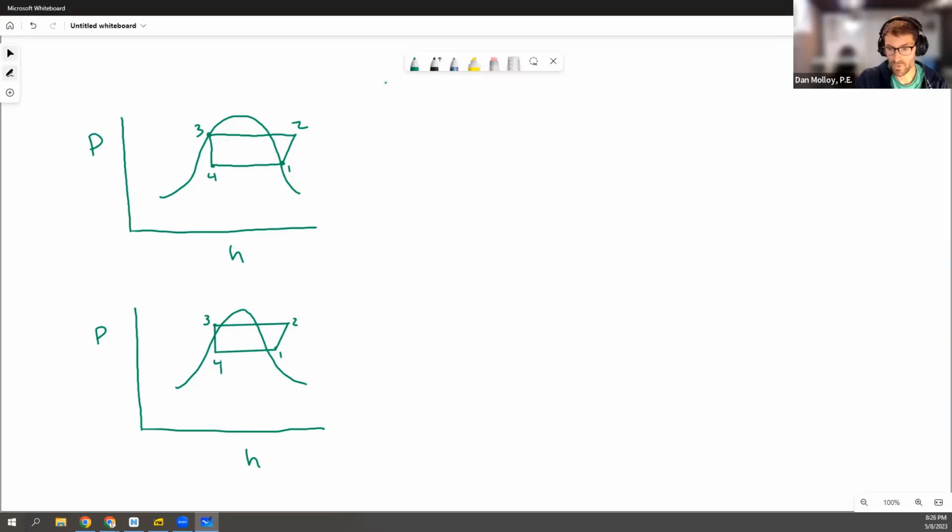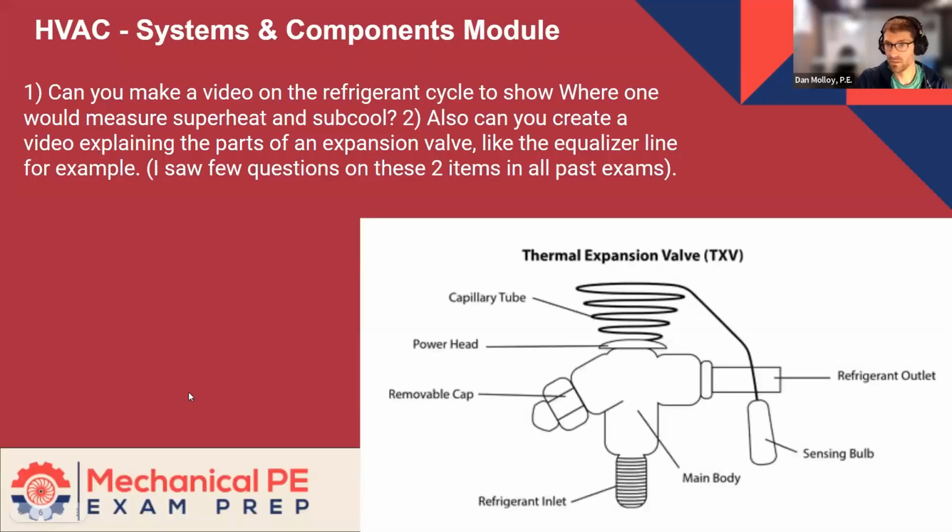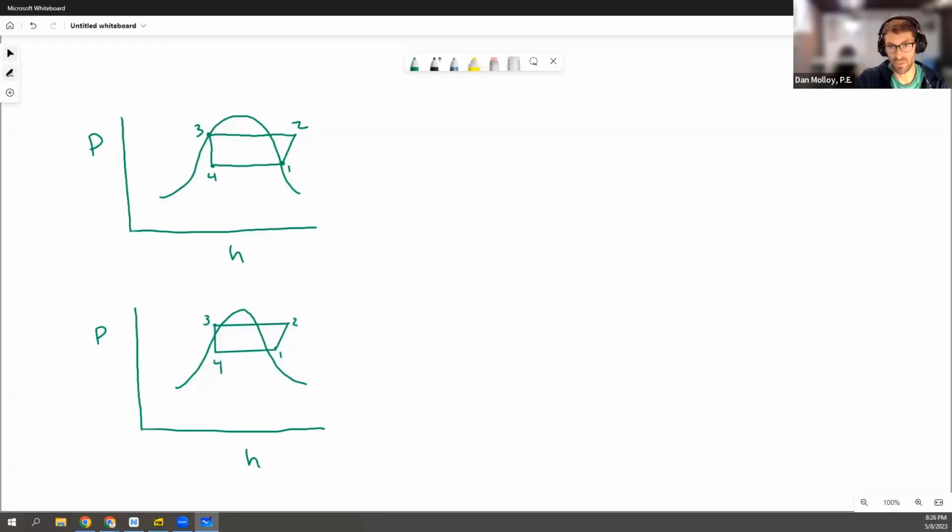So if we were going to measure superheat and subcooling, those would be the locations. Here is where we'd be measuring how much superheat. And here is where we would be measuring how much subcooling.